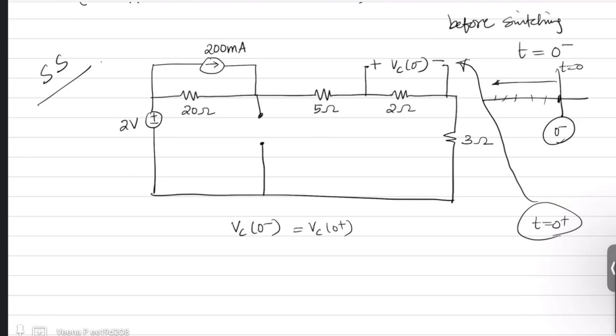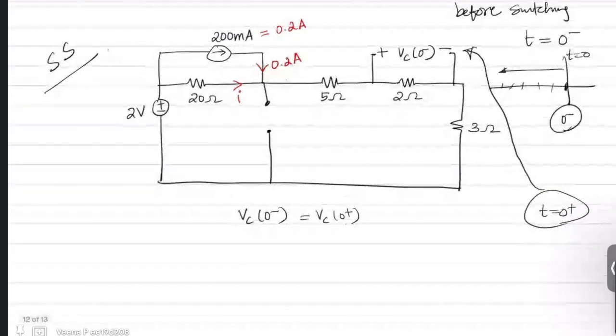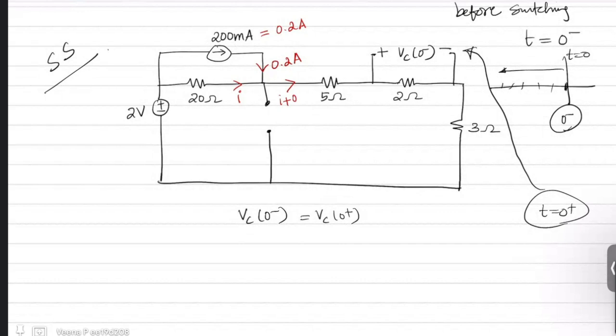So let us first solve the circuit before switching. Now before switching, as I already explained, the capacitor will act as an open circuit. Now let us solve this using the normal electric circuit solving methods. So you can choose any one method. So I am going to apply mesh analysis. So first I am assuming that a current I is flowing through this. 200 milliampere is nothing but 0.2 ampere. So 0.2 ampere is flowing in this direction and I is flowing in this direction. So through this, the current is I plus 0.2.